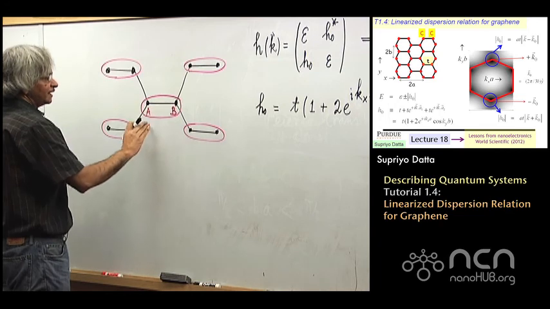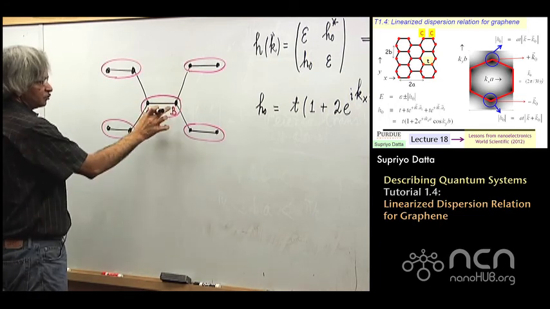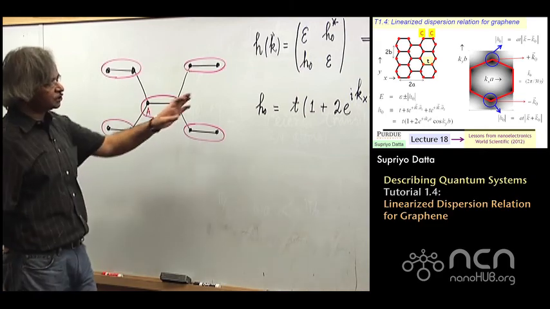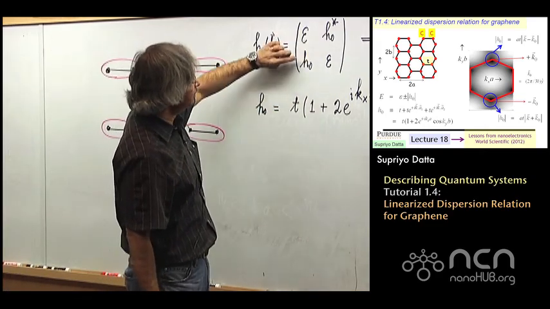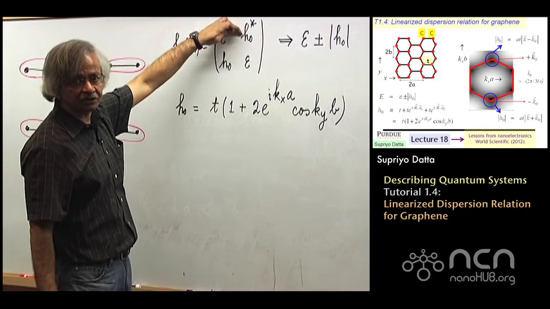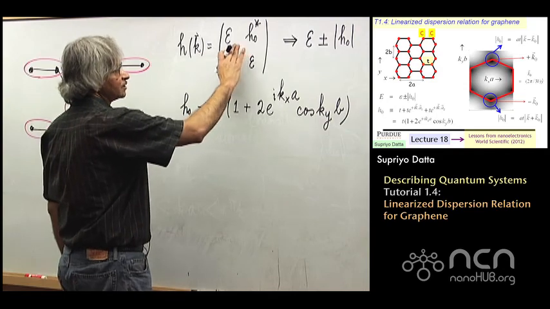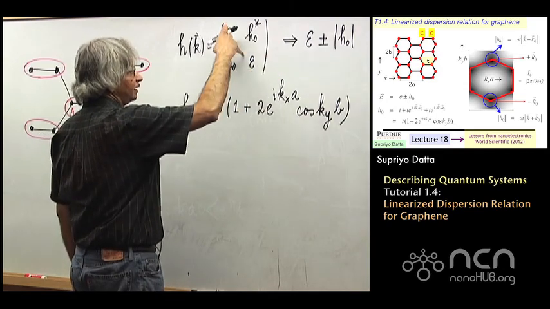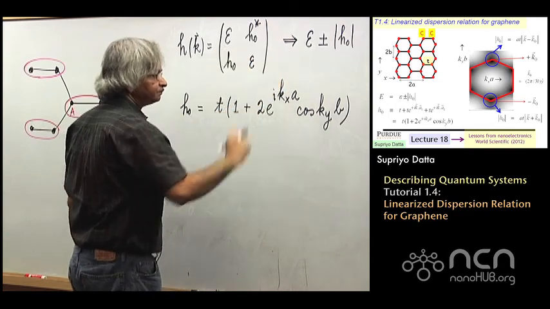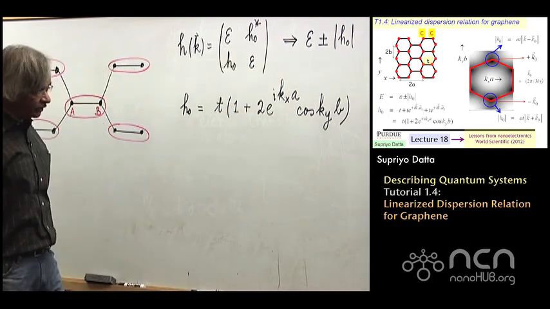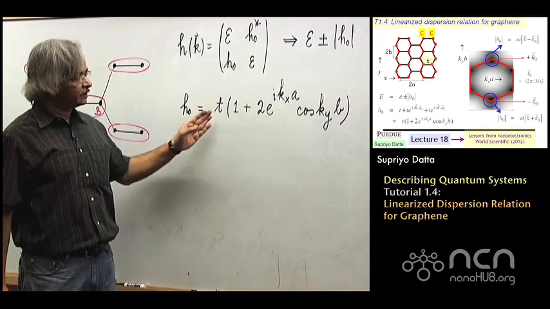And this unit cell has an A atom and a B atom, so there are two elements in the unit cell, and so H of K is a 2 by 2 matrix. It looks like epsilon, epsilon, and then a quantity here and its complex conjugate there. And as I explained, when you have a matrix like this, its eigenvalues are given by the diagonal elements plus minus the magnitude of H0. And what we obtained in that regular lecture is that H0 looks like this.